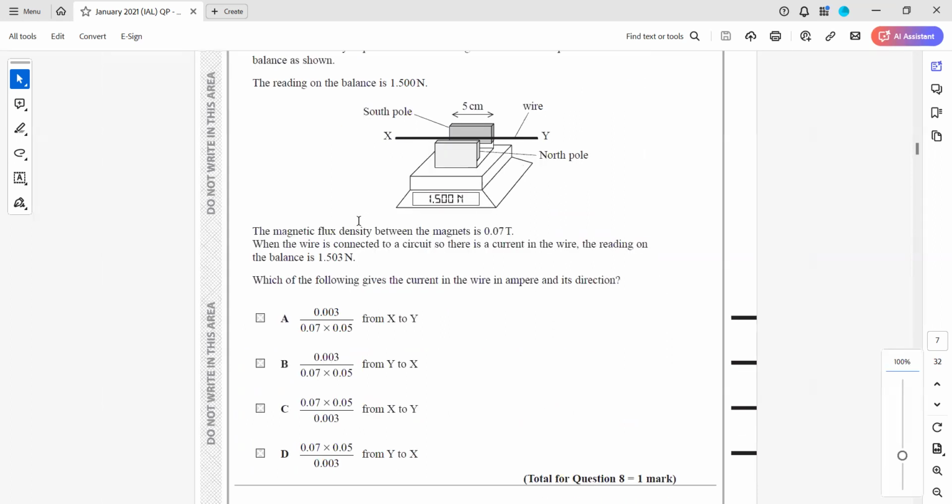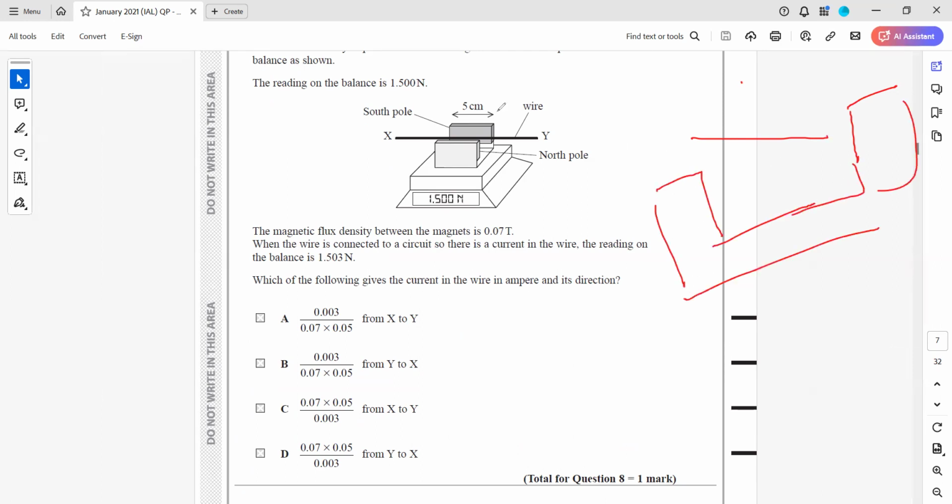So the reading has increased. What does it mean? The idea is that if you have a wire placed in a magnetic field and carrying current perpendicular, because there is a current, it produces a magnetic field. So the magnetic field of the wire interacts with the magnetic field of the magnet. If the wire pushes the magnet downward, the magnet will push the wire upward.